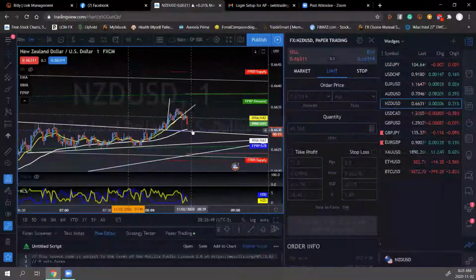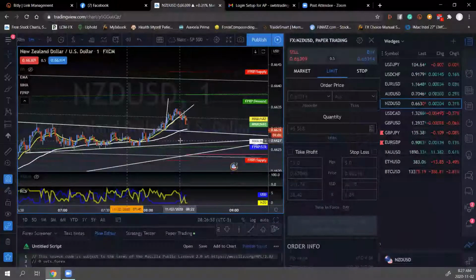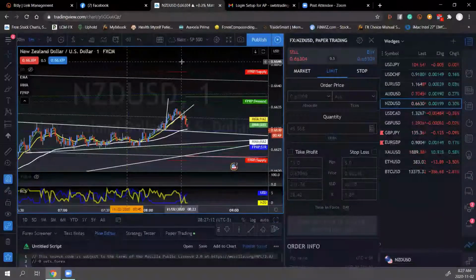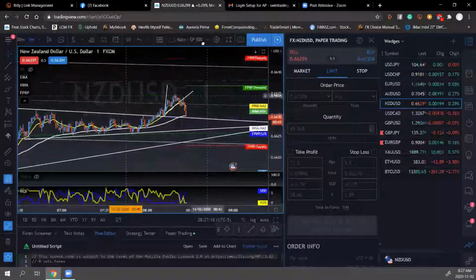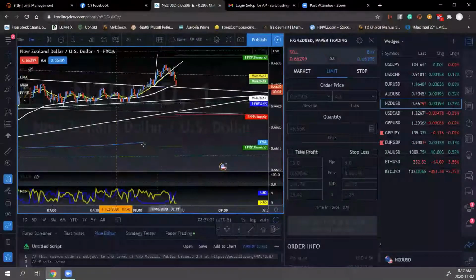Watch it tag the 1 minute 62. This will be nice. Now, if it breaks the 1 minute 62 and goes into the wedge, that's not going to be so nice. Yeah, now the moving averages crossed. But there's still the 1 minute 62 down there. And let's see. 30 minute 62 is way down here.